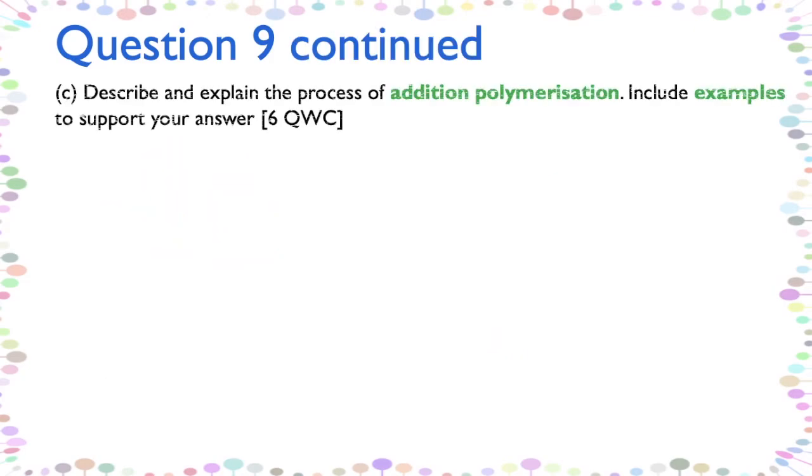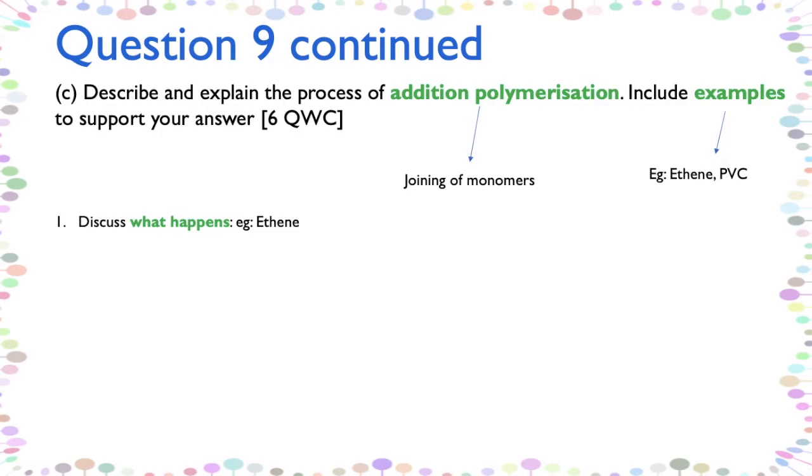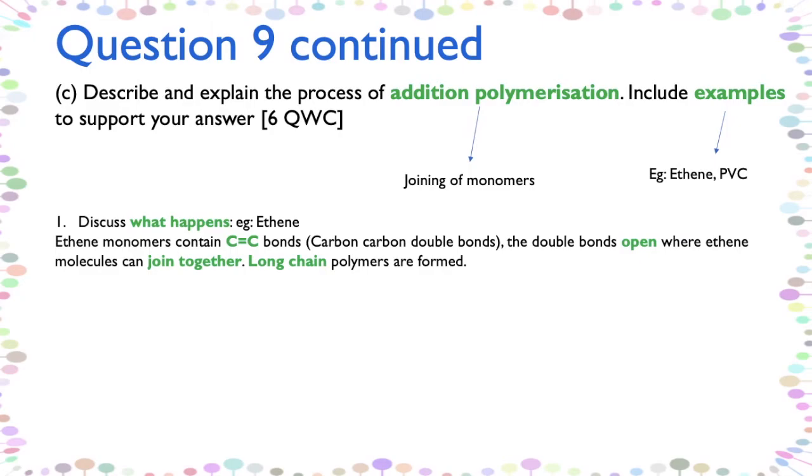I'm going to explain the process of addition polymerization, which includes examples. So addition polymerization involves the joining of monomers, and you can use examples like ethene and PVC. So for the first part of your answer, you want to discuss what happens. So in this example, I use ethene. So you can say that ethene monomers contain carbon-carbon double bonds. These double bonds open up where ethene monomers can join together, and as a result, long-chain polymers are formed.